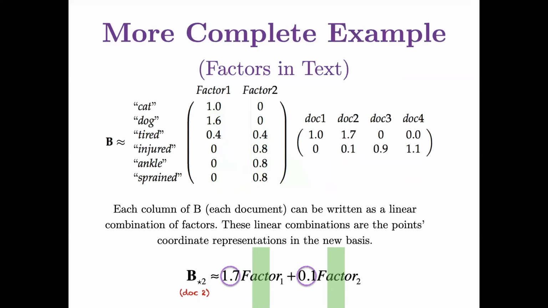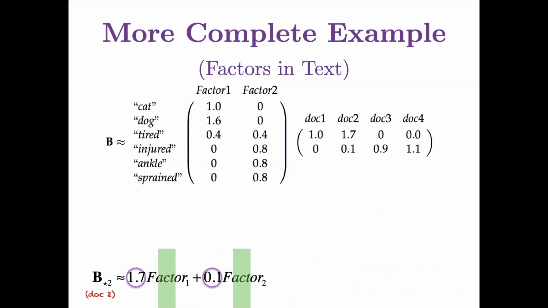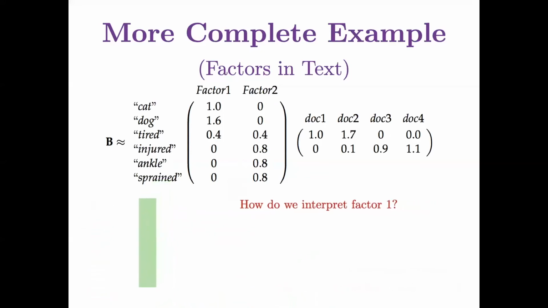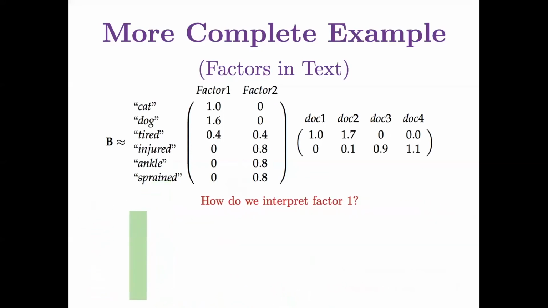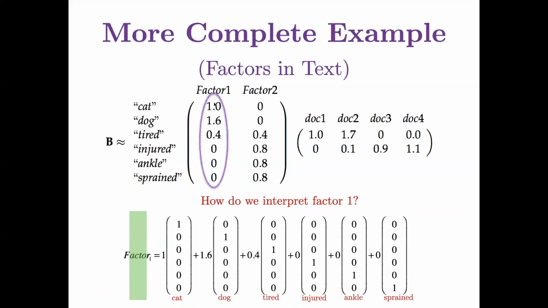And we might use that to conclude, well, it seems like document 2 has more to do with factor 1 than it does with factor 2, just because the coordinate along factor 1 is much bigger. Well, that's great. How do we interpret factor 1? Well, for that, we have to go back to our original basis and realize that factor 1 can be expanded in the original basis.